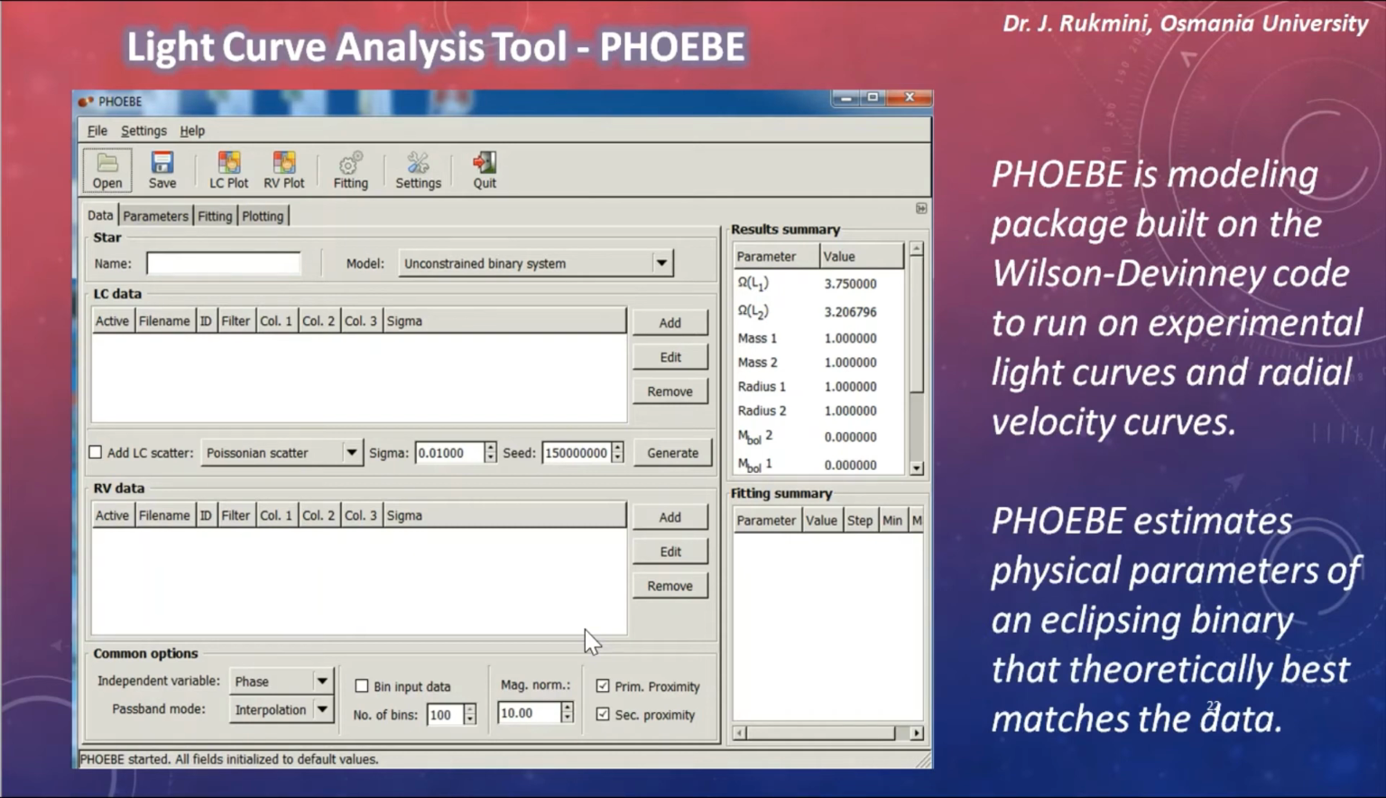And the light curve analysis was done using the Wilson-Devinney code, which is an authoritative code in photometric study in the whole of the eclipsing binary research area. And this is an older version of PHOEBE. The new version has additional advantages, and it runs on Python code.